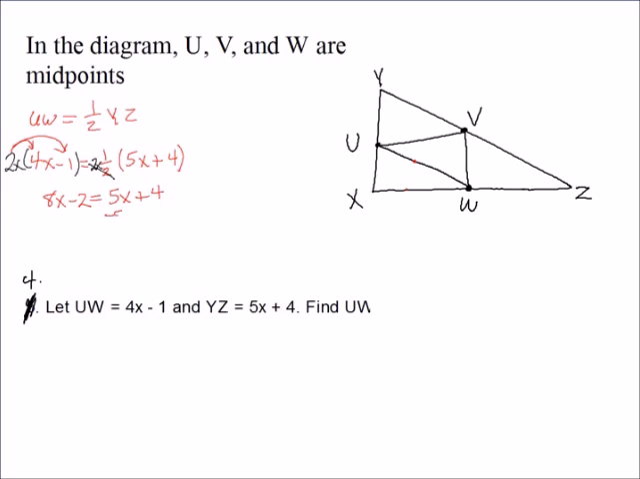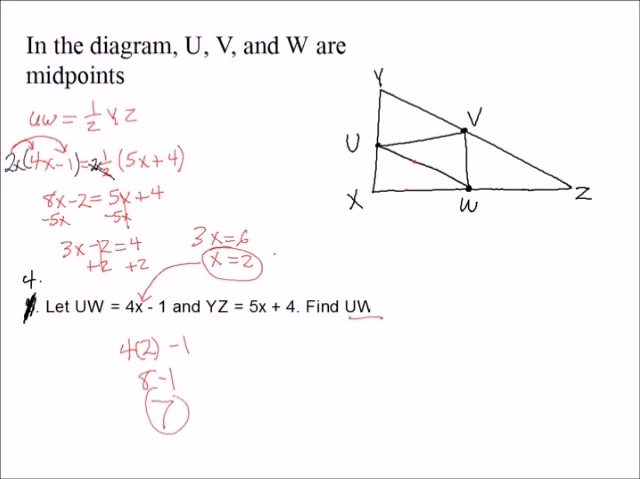Then basically it's inverse operations until the cows come home. These cross out. We have 3x minus 2 equals 4. We have plus 2 on both sides. That crosses out. I have 3x equals 6. So we know x is equal to 2. And I'm done. No, I'm not done. I know that I have to find UW. Being that I already have x now, you just plug the x in. So you have 4 times 2 minus 1, which is 8 minus 1, which is 7 in the bank.